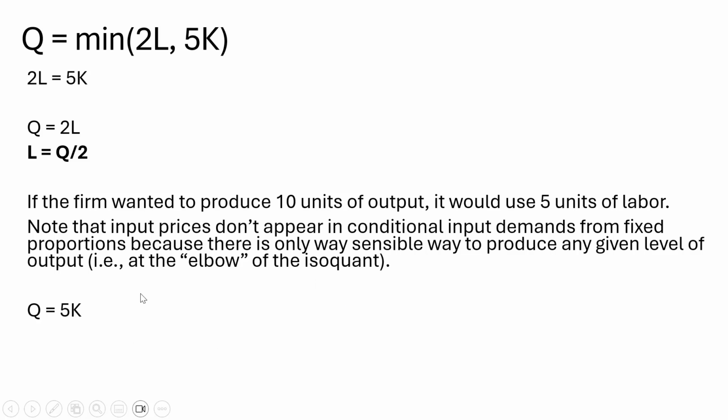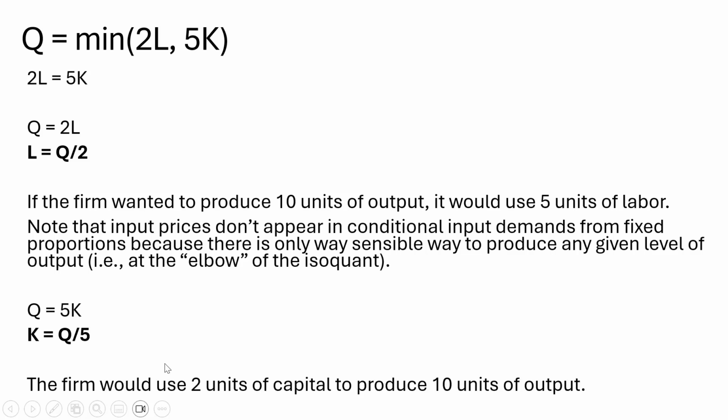And now let's get the conditional input demand for capital. So set Q equal to the other part of this expression, the 5K, and now solve for K. The conditional input demand for capital is Q divided by 5. And if the firm, once again, wanted to produce 10 units of output, 10 divided by 5 means the firm would use 2 units of capital. All right, that is it.